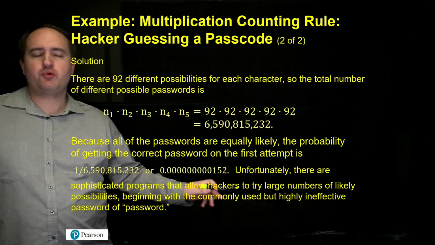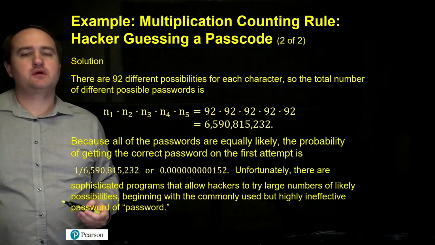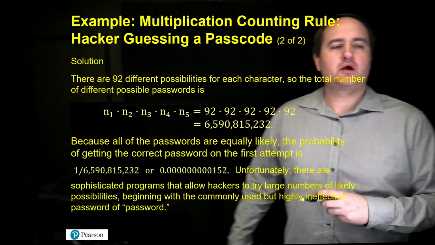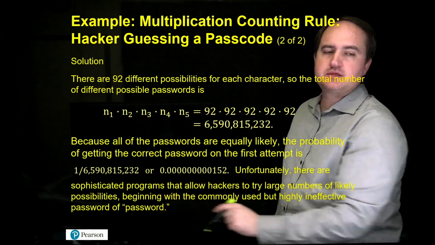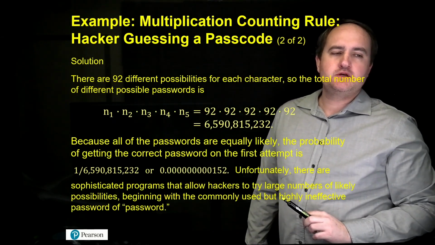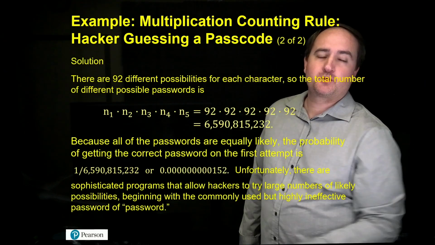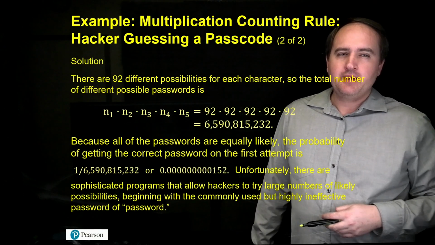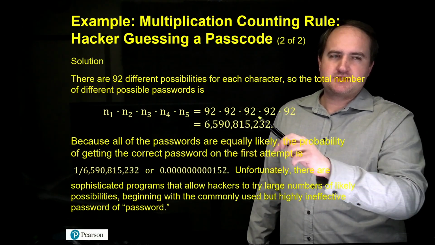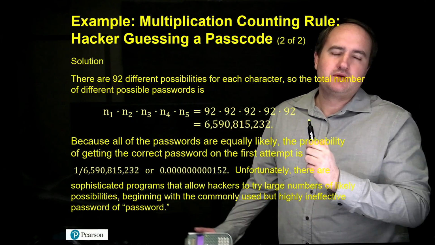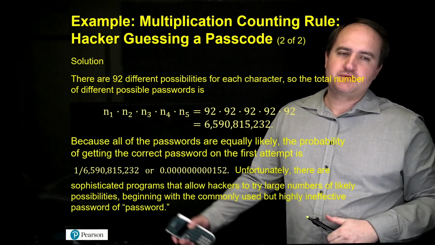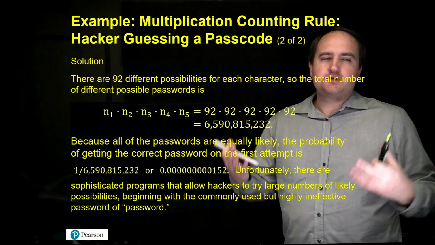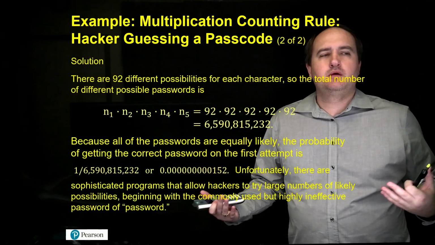However, as they point out in the book, unfortunately, there are sophisticated programs that allow hackers to try large numbers of likely possibilities, beginning with the commonly used but highly ineffective password of "password." So I know a lot of people will do things. Here, "password" wouldn't make sense because they only have 5 digits. But people do things like "password123," or they'll choose the name of one of their pets.